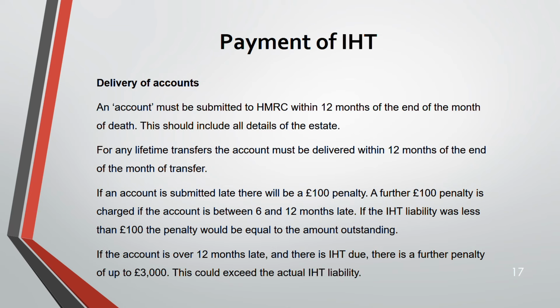If your account is over 12 months late, that means more than 1 year, and there is IHT due. Sometimes your account will be 12 months late but no IHT is due, then no issue. But if there is inheritance tax due and your account is 12 months late, there is a further penalty. Further means you keep adding to that £100. It's not just £100, it is a further penalty of up to £3,000. This could exceed the actual inheritance tax liability. Let's say your IHT liability is £1,000 but you're 12 months late. Your further penalty is £3,000. It could be more than that amount.